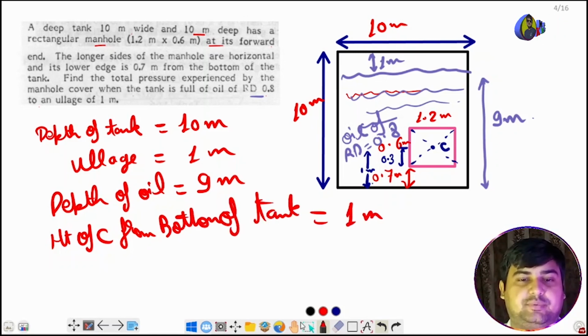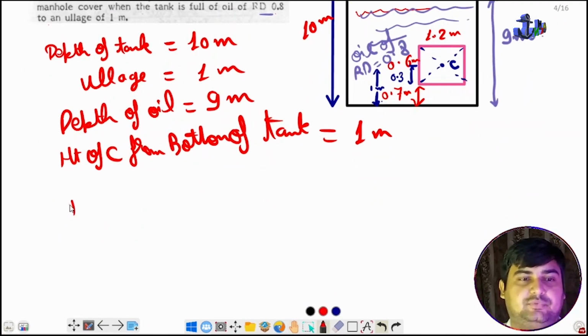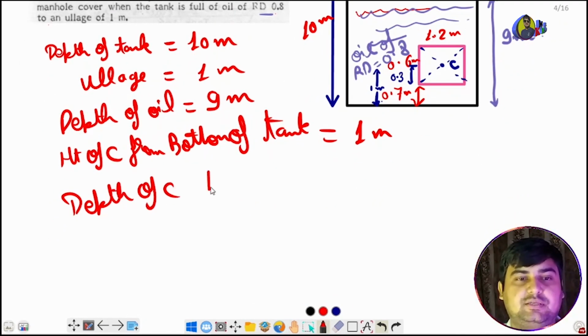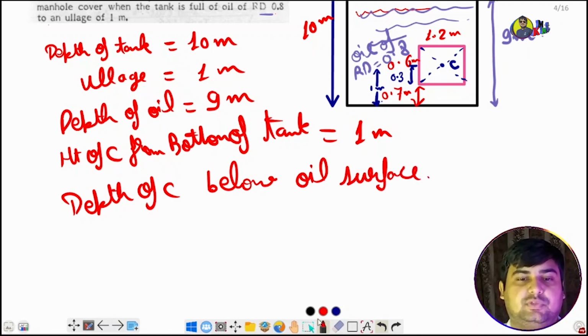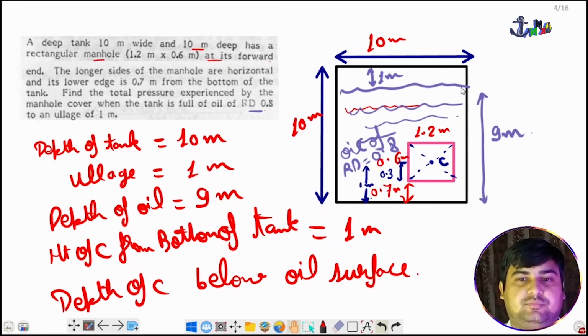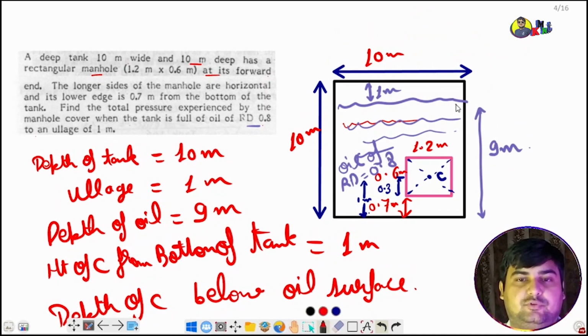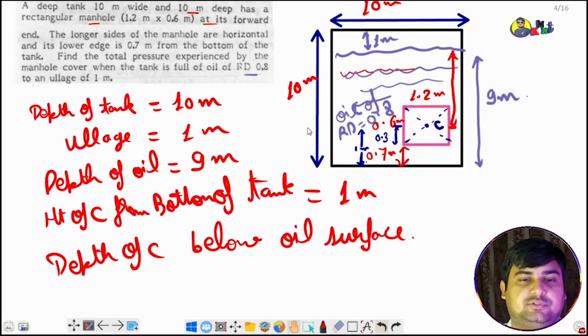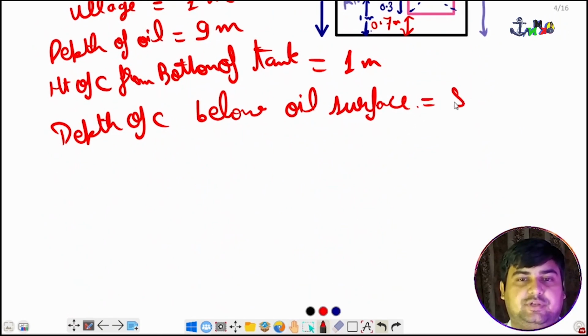Here we have already mentioned it. So the depth of C below the oil surface is from this point till this point. How much will it be? It will be 9 minus 1, 8 meters. So it will be equal to 8 meters.